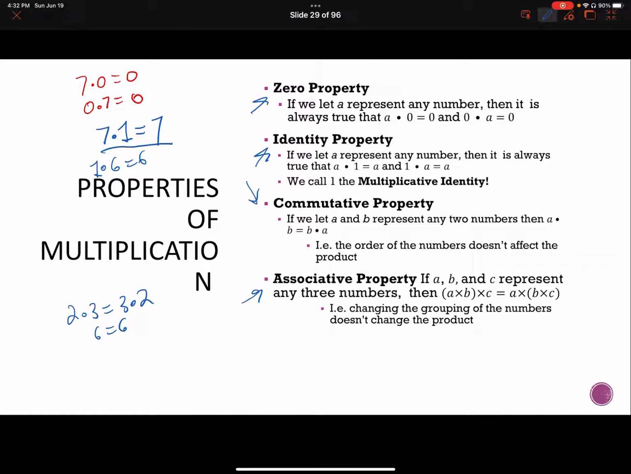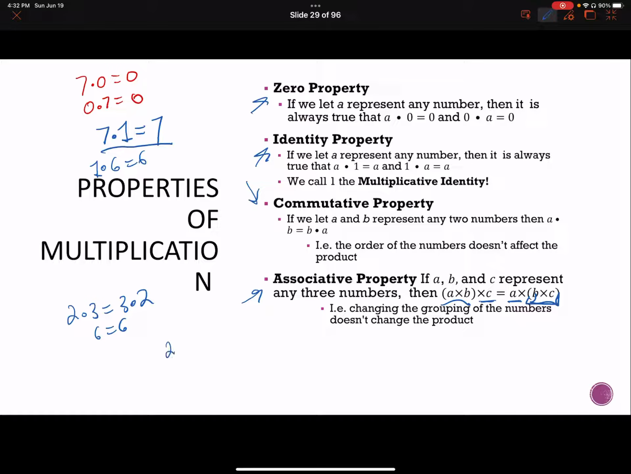Last, we have the associative property. We do have an associative property for addition, and we also have one for multiplication. If a, b, and c are real numbers, then (a times b) times c and a times (b times c) are going to be equivalent. The grouping of the numbers doesn't change the product.